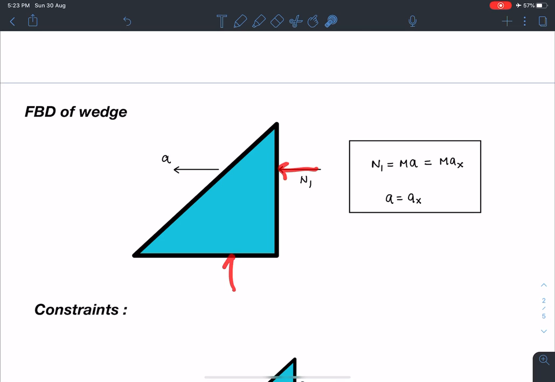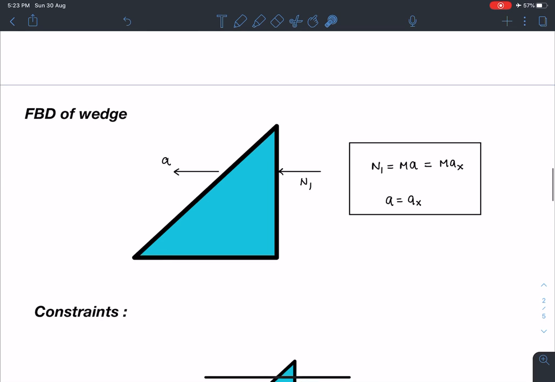I'm not interested in this normal reaction N3 and its weight mg. They will be balancing each other. So simply I can write N1 is equal to capital M times A, which is also equal to M times AX from the equation of translation of this rod. So AX is equal to A.